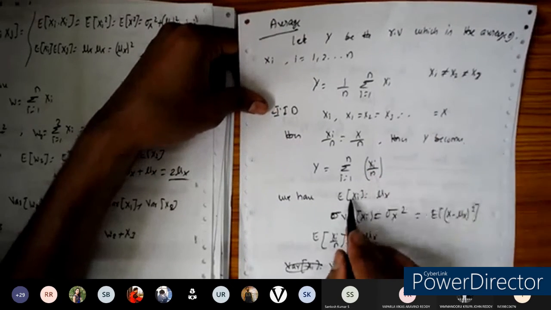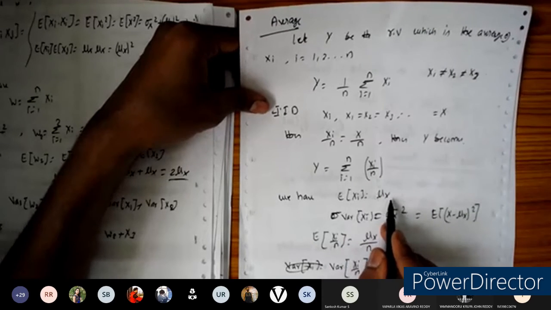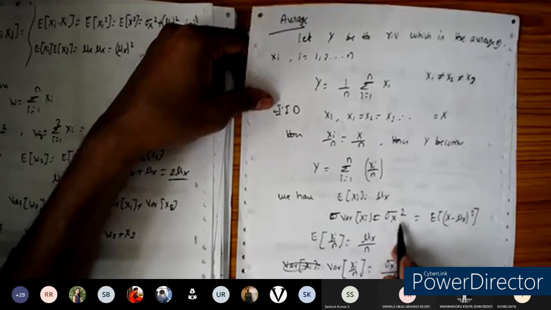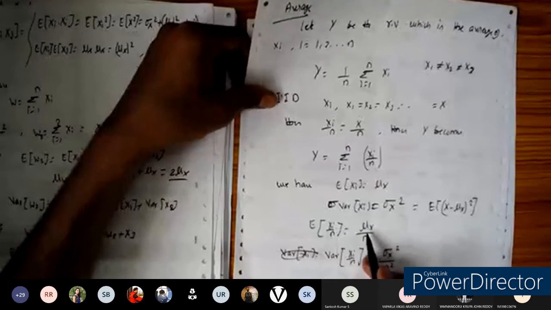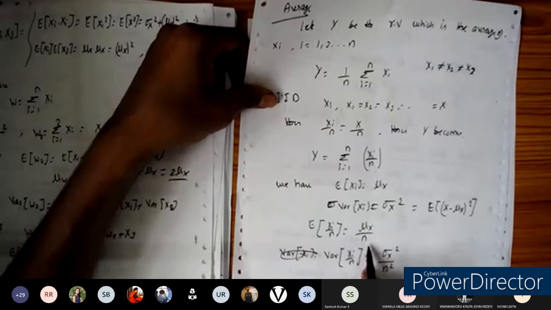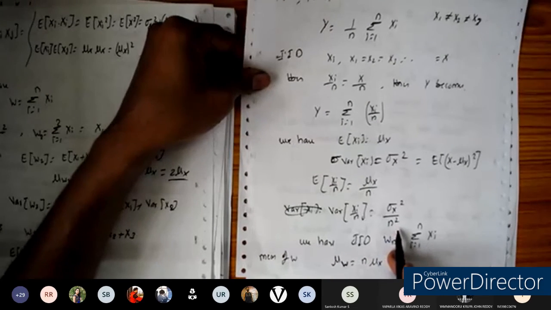Afterwards, we have seen the mean of xi is nothing but mu x, and the variance is sigma x square. So the mean of the average of n random variables will be equal to mu x by n, and the variance of that will be equal to sigma x square by n square.